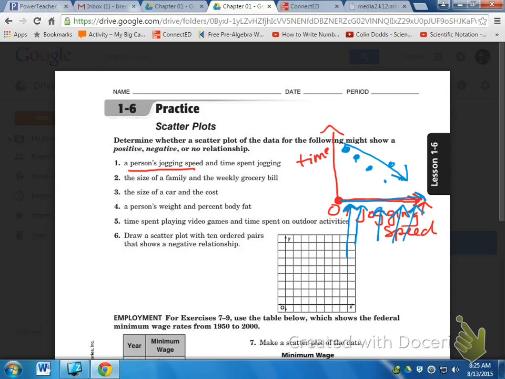When you start high and you go down, look back at your notes. Is that a positive relationship, negative relationship, or none? Haley, what do you think? Negative. Yes, so for number 1, you should put negative. Does that make sense?